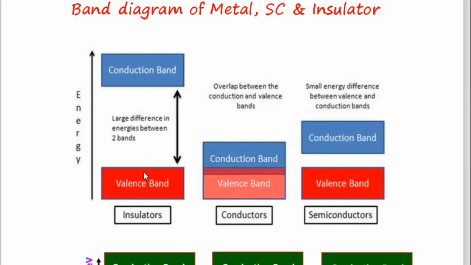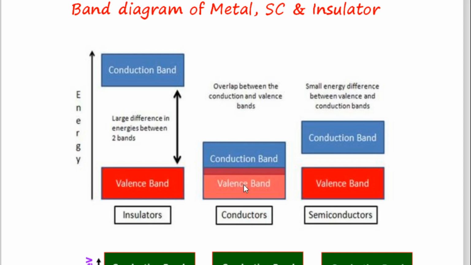In case of an insulator, the energy gap is very large, and therefore it is said that insulators are bad conductors of heat as well as electricity. Let us go to the next, that is the conductor. In a conductor, the conduction band and valence band overlap with each other.